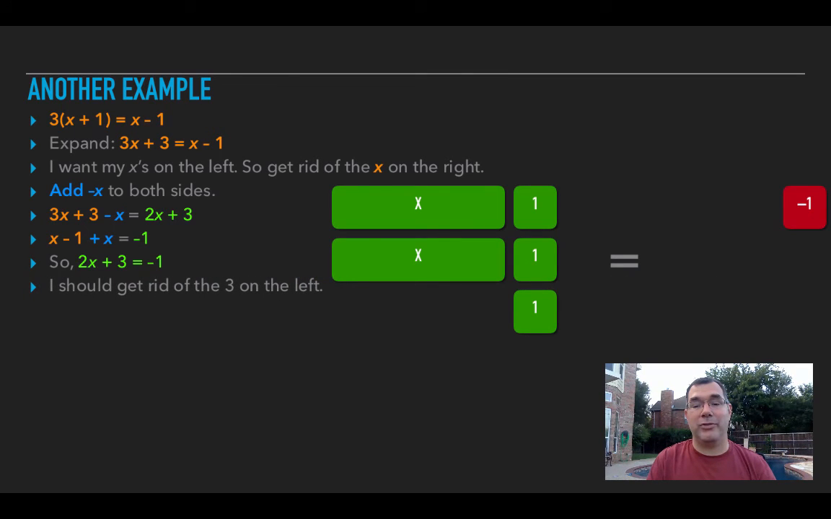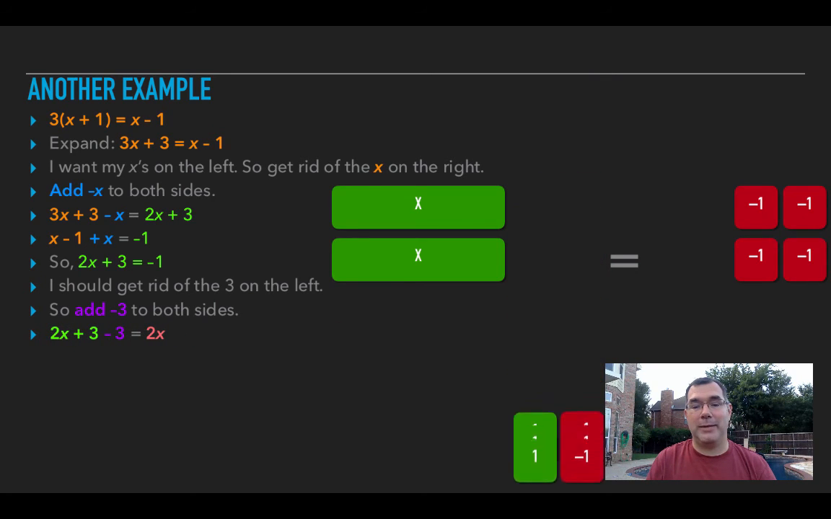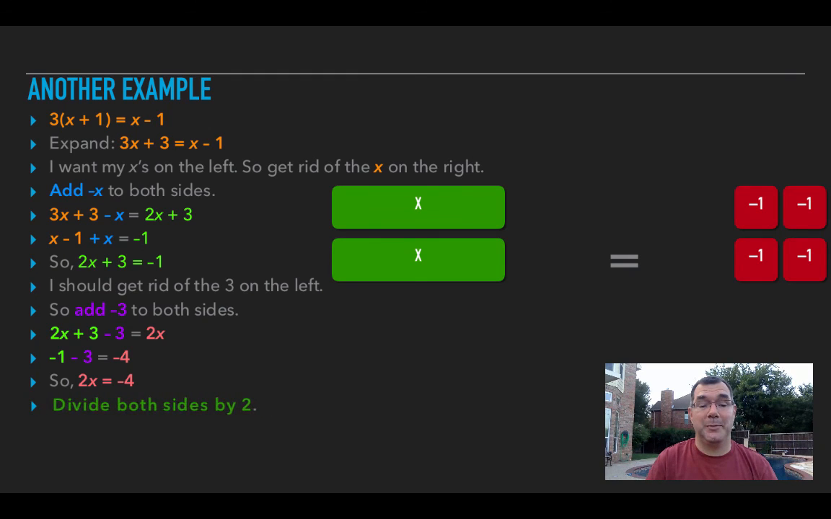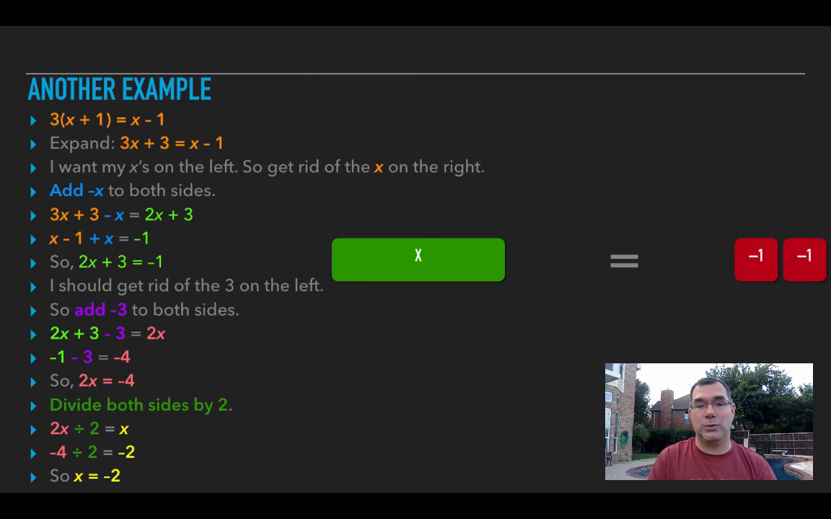So now I need to get rid of the 3 1's that are on the left so that I can just have x's on the left. So I add negative 3 to both sides. That means that the 1's and the negative 1's will go away on the left, leaving me with just 2 x's, and I will have 4 negative 1's on the right. So my equation becomes 2x equals negative 4. So now all I have to do is divide. If I divide both sides by 2, that means I will have just a single x on the left, and I will have negative 2 on the right, and so my answer is x equals negative 2.